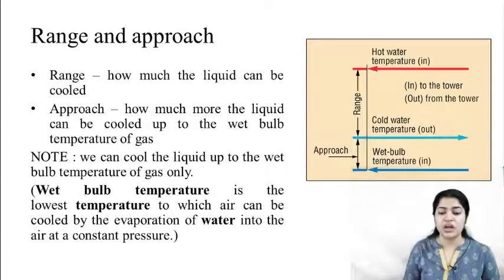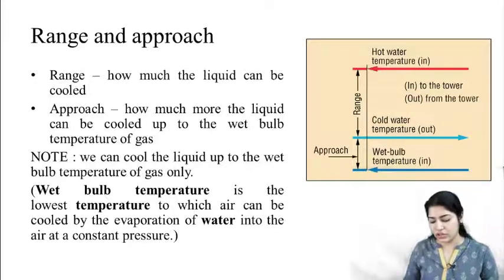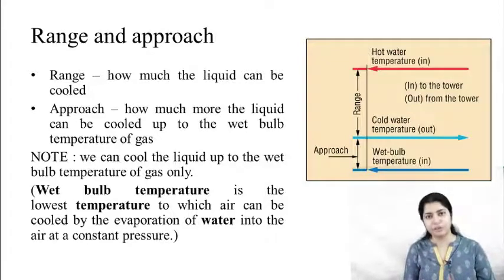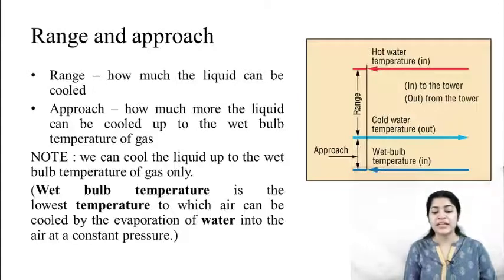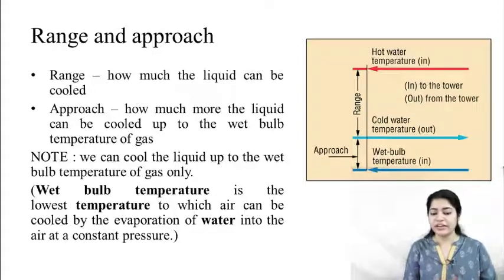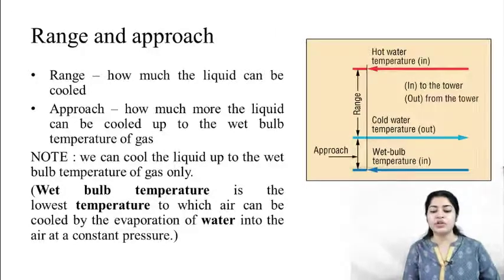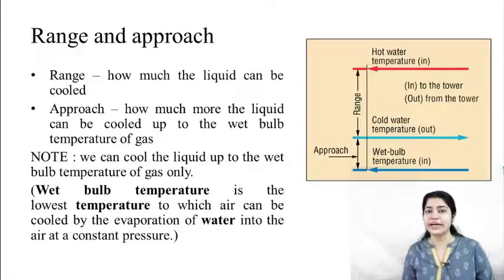Whereas approach is how much more the liquid can be cooled up to the wet bulb temperature of the gas. So your measuring criteria for approach is the wet bulb temperature. Note down, this is a very important property in humidification which you have to learn: we can cool the liquid only up to its wet bulb temperature. Why? Because wet bulb is the temperature which measures the humidity condition. Wet bulb temperature is the lowest temperature to which air can be cooled by evaporation of water into the air at constant pressure.